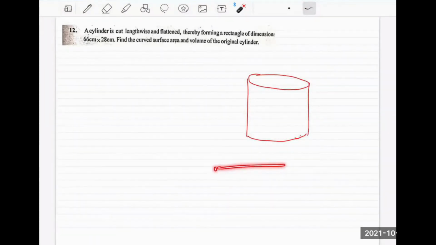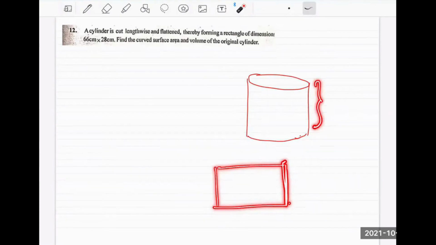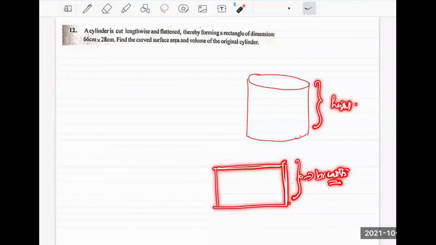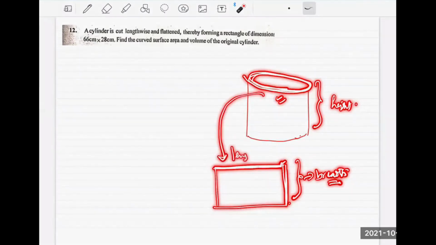We're going to get a rectangle, right? And in that rectangle, this portion right here is this portion right here. So this height will turn into the breadth of the rectangle. And where is this length coming from? The length comes from this portion right here. You cut it and flatten it, and this portion has turned into the length.